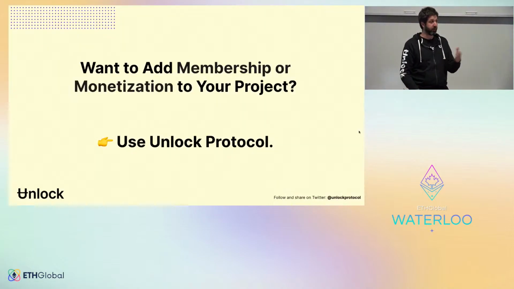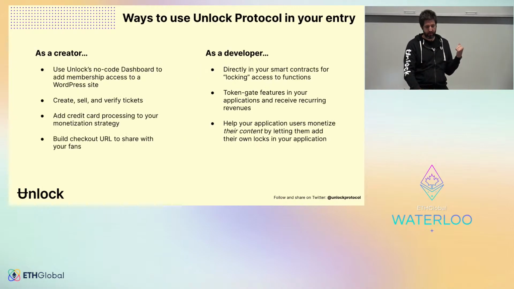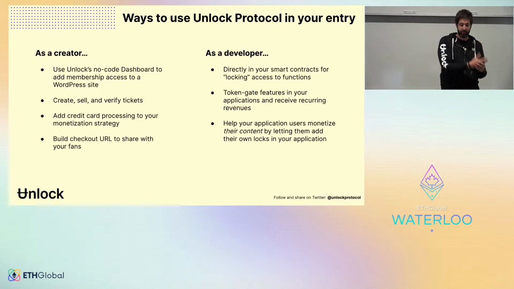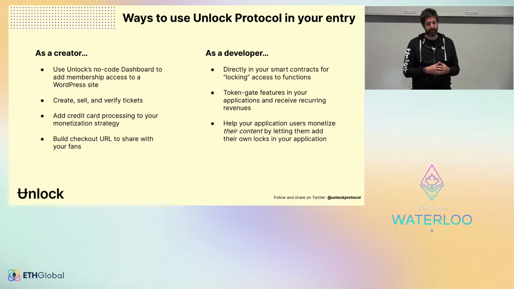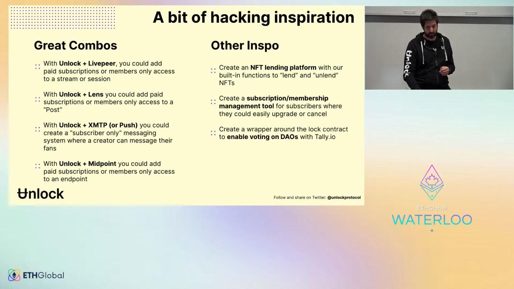Resources. Okay, quick point. If you want to add any kind of monetization to your project, just use Unlock. That's the way to do this. As a creator, we have a dashboard that you can use to deploy memberships, sell, verify tickets, all of that. Add credit card processing if you want to allow people to pay in fiat. You can check this checkout URL, which is similar to what we had in that demo. And as a developer, you can integrate directly into your smart contract, into your front end, into your back end, and all kinds of applications.